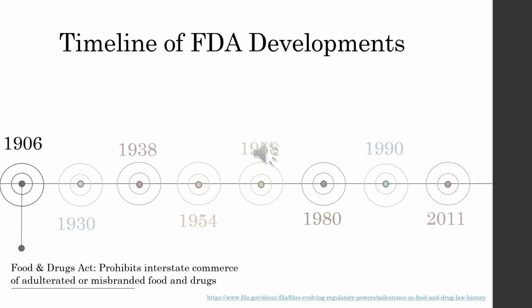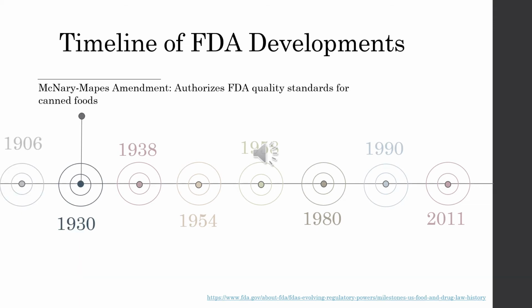We'll now take a look at some of the major developments that the FDA has experienced. In 1906, the Food and Drug Act prohibits interstate commerce of adulterated and misbranded food or drugs. Again, this is the birth of the FDA. In keeping with the times and meeting the demand for canned food, the McNary-Mapes Amendment authorized the FDA to implement their quality standards on canned food.